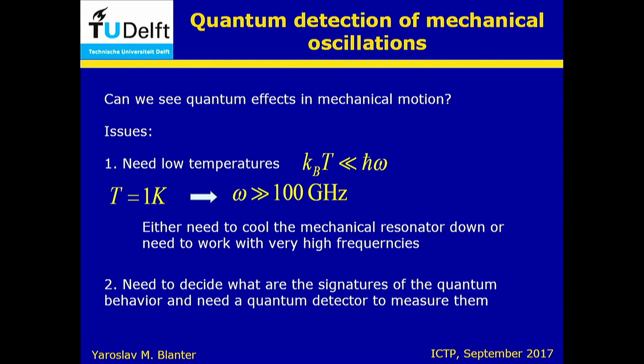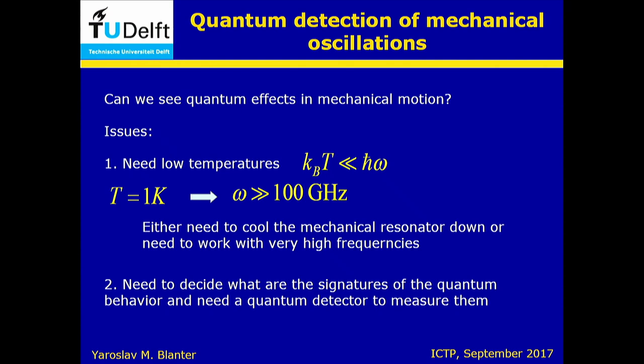Now, once you solve that, there is another problem: you actually need to make sure it's quantum. And it's not as trivial as you think, because you need to identify some features which are quantum. You need something which you would look at, and you will be sure that this is a feature of the quantum motion of the mechanical resonator.